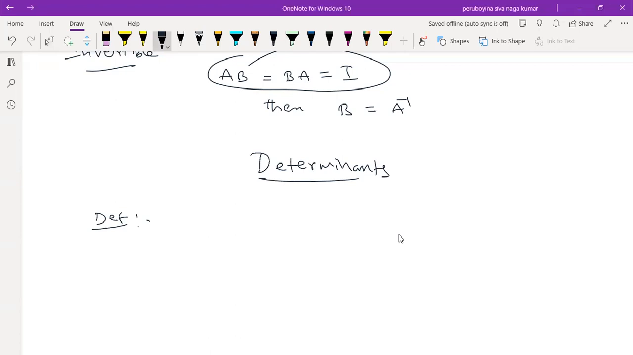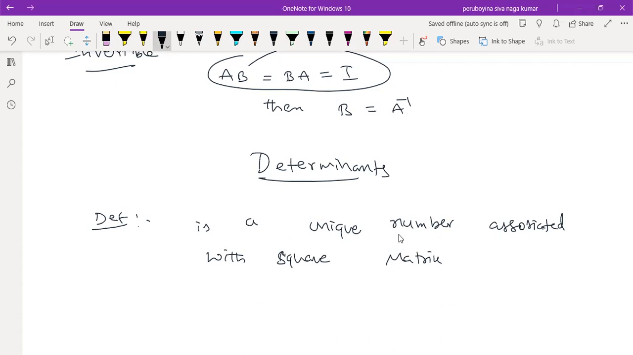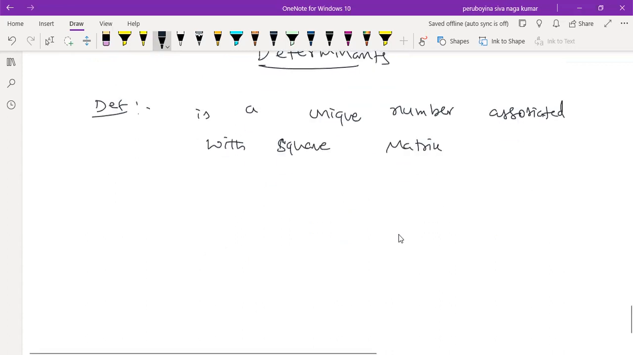of order n. It is a unique number associated with a square matrix. Only square matrix. Determinant can't exist for the rectangular matrices. And it is denoted by det A or like this, with vertical lines, you can denote it.